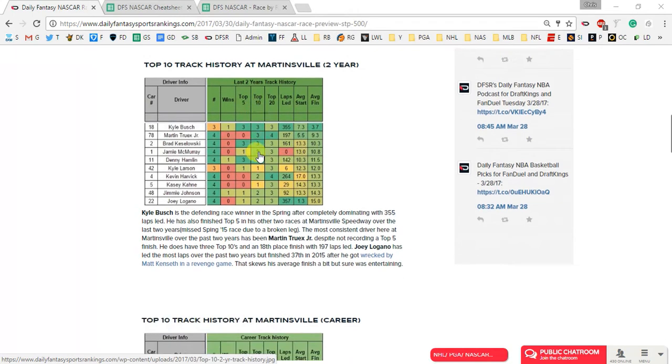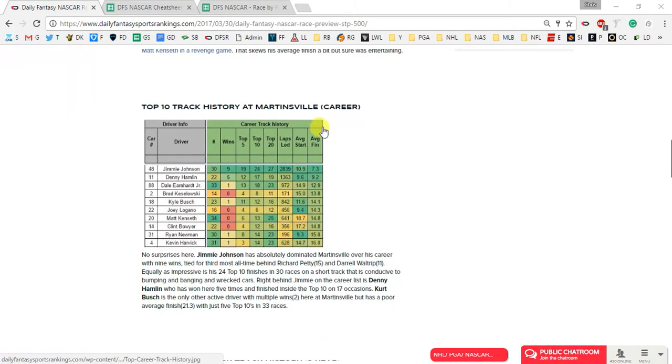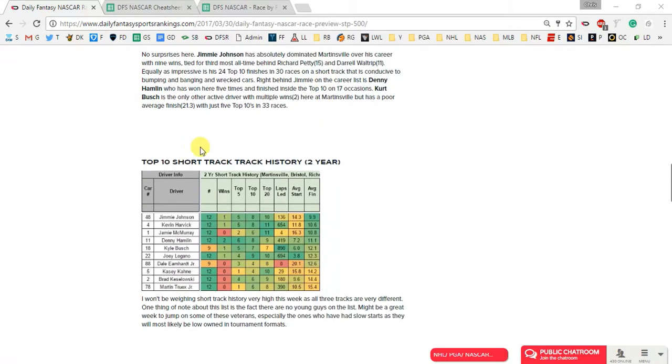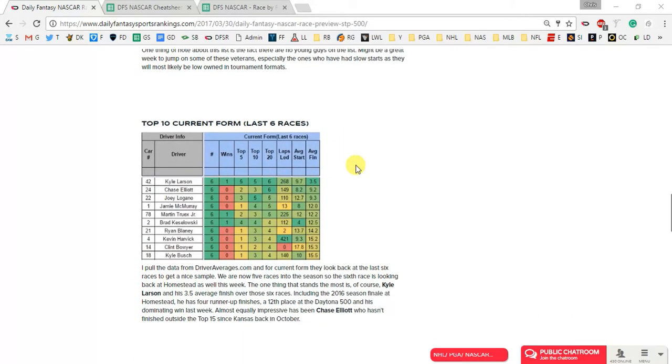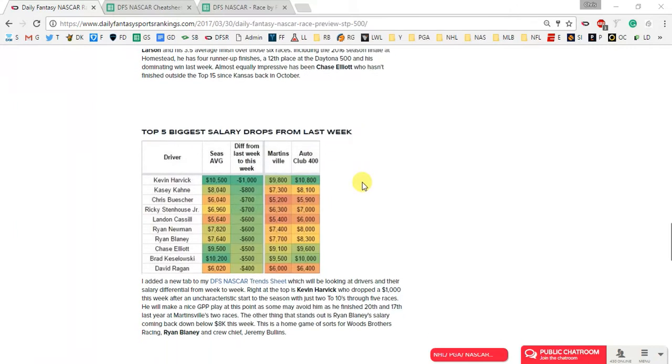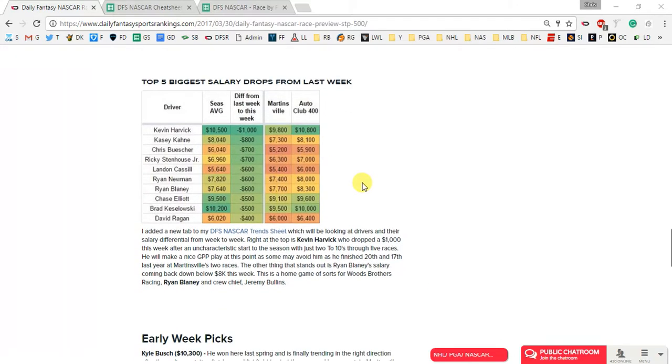We look at top 10 track history for the career, top 10 short track history that includes three different tracks. That's Martinsville, Bristol, and Richmond. Current form, which covers the last six races. And then something I added this week to my race-by-race trend sheet is the salary drop.